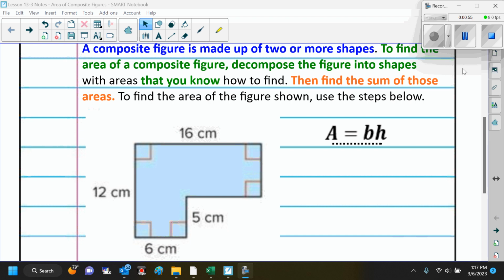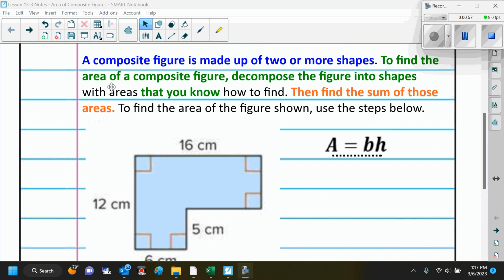Now, the reason I said I want you to write down the colors is because if you write down the colors, that's pretty much what you need to have in your notes. It says a composite figure is made up of two or more shapes. To find the area of a composite figure, decompose a figure into shapes that you know. Then find the sum of those areas.